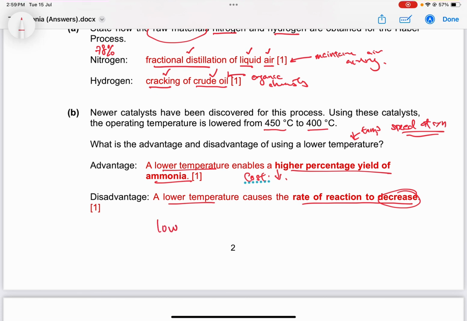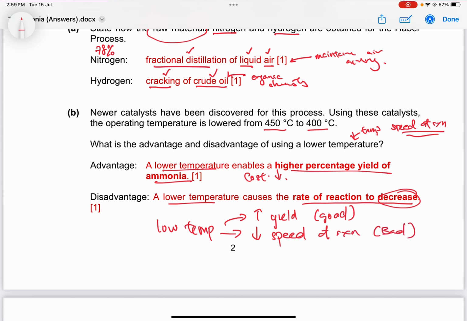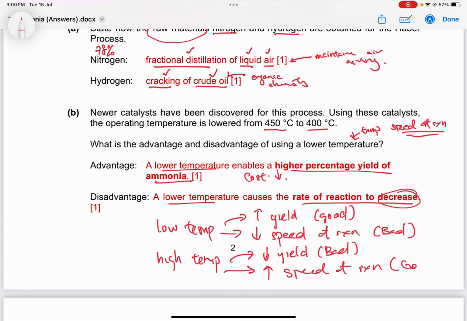So low temperature actually has two effects. It increases the yield, which is good, but then it decreases the speed of reaction, which is bad. Okay? Now obviously the reverse will hold true. So if I have high temperature, what's going to happen is it's going to decrease the yield, which is bad. But the good thing is I'm going to increase the speed of reaction. Okay, so see temperature as a double-edged sword for this Haber process itself.